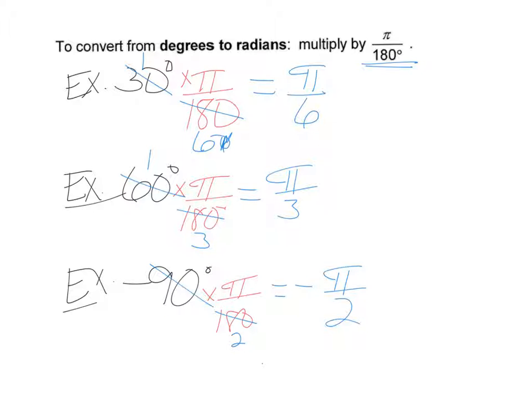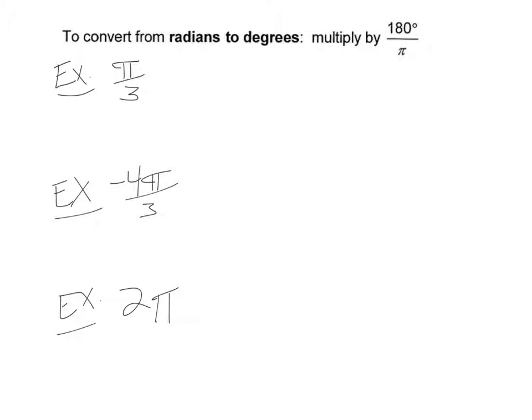Now let's go the other way around. Radians to degrees, you multiply by 180 over pi. So pi over 3 radians, I want to change it to degrees. Multiply by 180 over pi. Then reducing diagonally, the pi's would cancel. 3 goes into 180 60 times, so it's 60 degrees. Make sure you put your little degree circle on there.